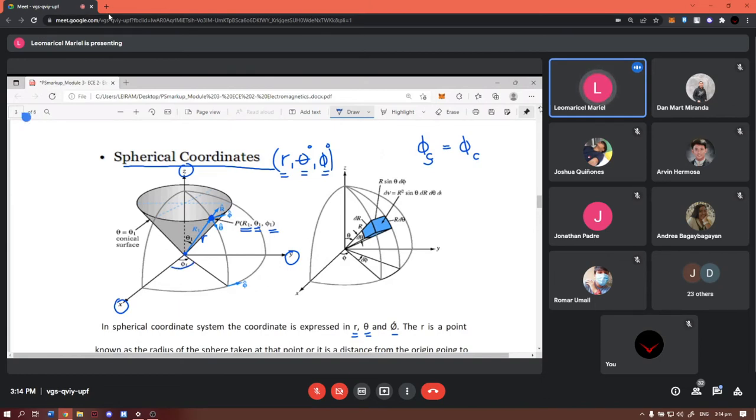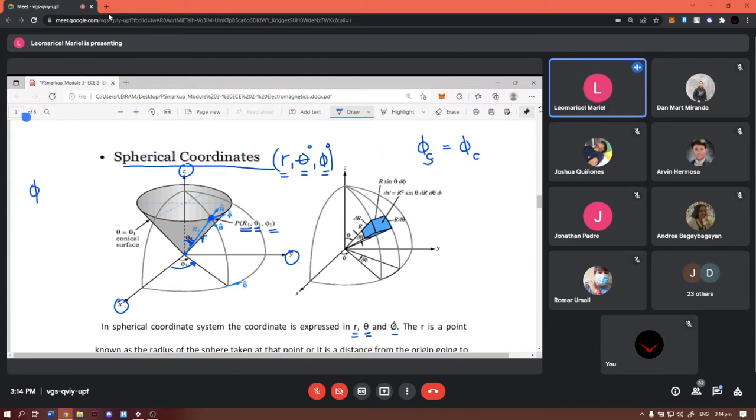Okay, no, that is also the phi pala yan. So, the phi, taken from the x-axis going to that particular intersection. So, this will be your theta. The phi. And the theta is given from sa ating radius vector mula doon sa origin natin. So, that will be your theta.